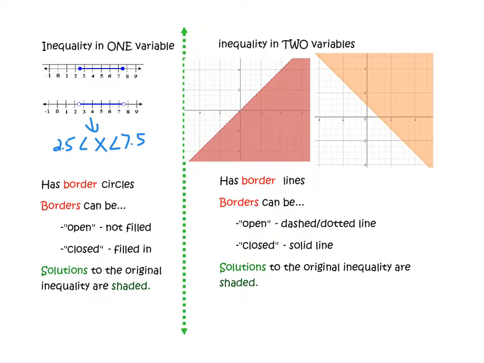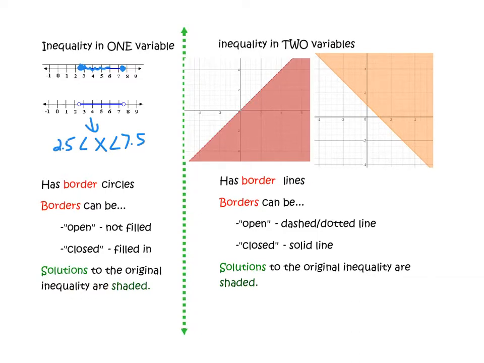We know when we do these types of inequalities, there's circles that we use. We call those border circles, meaning these are the endpoints of our interval, and we shade everywhere in between. As we see in this example, the borders can be closed circles or they can be open circles, and that just depends on the original inequality. Lastly, because an inequality has so many solutions, we shade all the solutions.